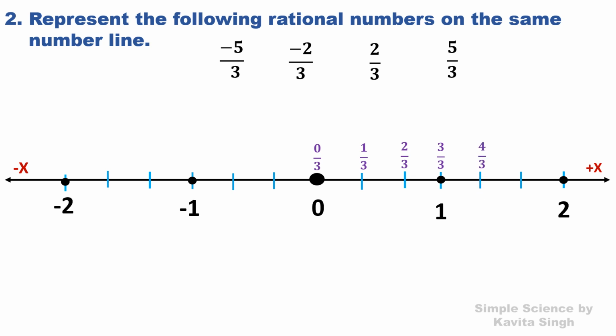And then the next value is 4 by 3. Next value is 5 by 3 and then 6 by 3. 6 by 3 is nothing but 2. Similarly, you will get all the other fractions. Fraction means a part. Okay.